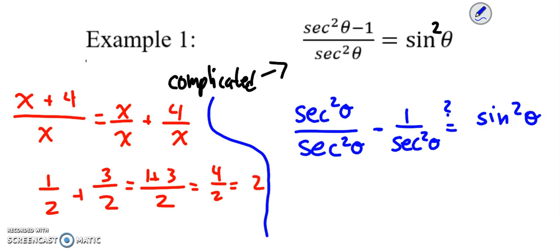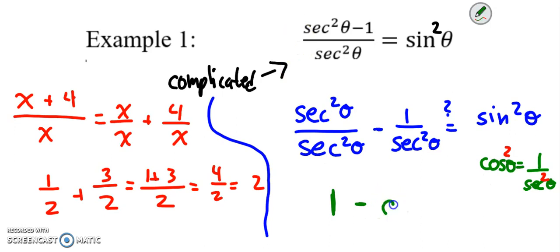Okay. So here, secant squared over secant squared would equal 1. Anything over itself is 1. And then here, if you remember, cosine theta is 1 over secant theta. And just because it's squared, it would be cosine squared. Cosine squared would be 1 over secant squared. So here we can use our trig identity and change it from 1 over secant squared to cosine squared.